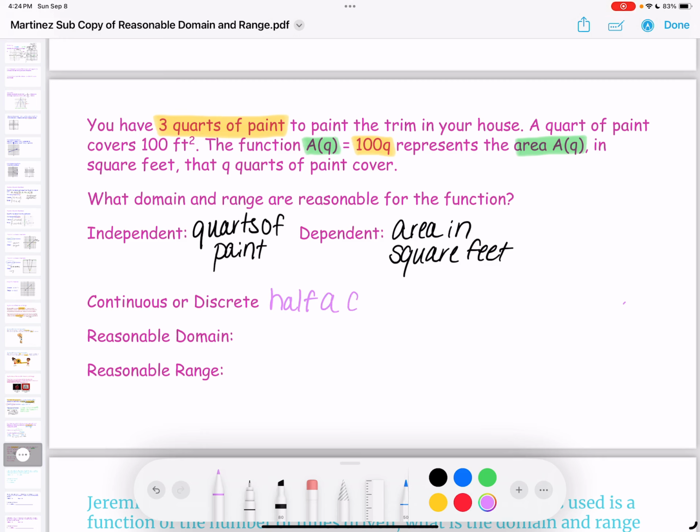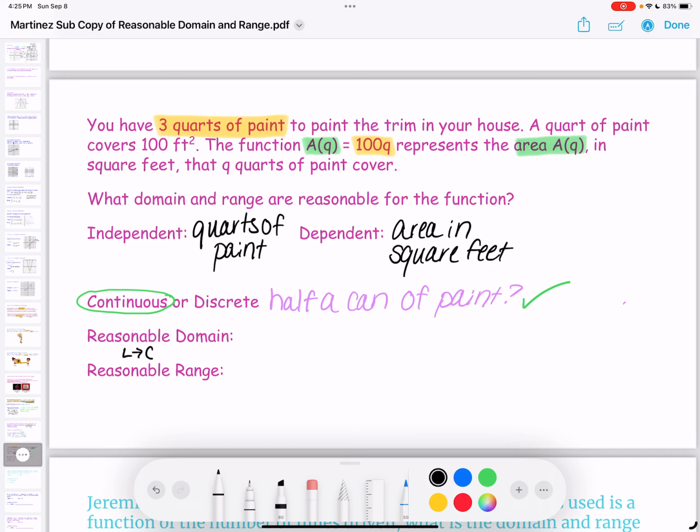Now, in regards to our reasonable domain, right? So same thing, we're going to go from least to greatest. X is going to be in the middle, least to greatest, Y is going to be in the middle. So it's important to note in this one, all of them are going to be less than or equal to, because you can have equal amounts of paint, right? You can equal 3 quarts, equal 2 quarts.